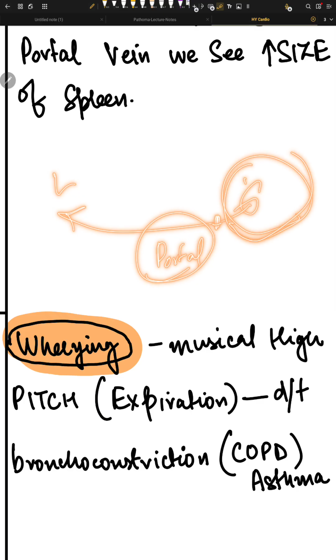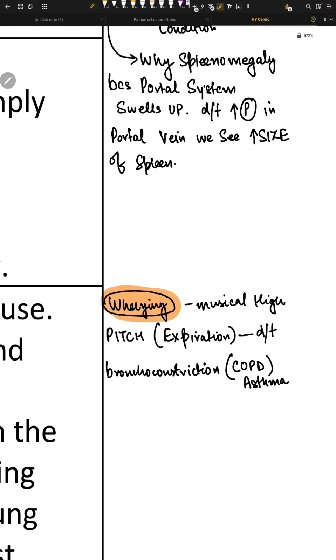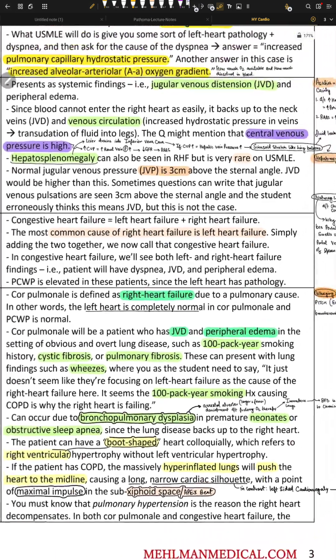And, not surprisingly, the spleen is also part of this portal circulation. So again, our portal vein is congested, so our spleen size will go up. So that's the idea here. Why splenomegaly? Because the portal system swells up due to increased pressure in the portal vein, and we see increased size of the spleen. So that's the idea here.